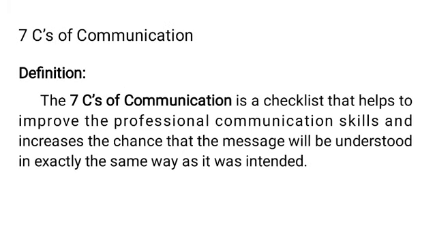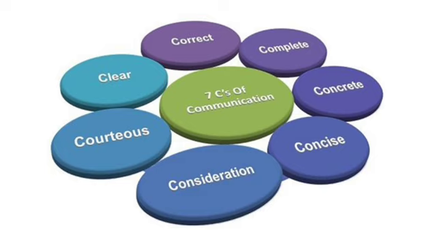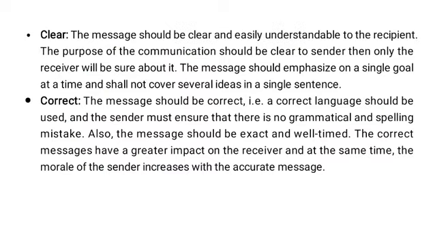Let's enter the definition of the main part, the 7 C's of communication. It is a checklist that helps to improve professional communication skills and increases the chance that the message will be understood in exactly the same way as it was intended. So these are the 7 C's of communication: clear, correct, complete, concrete, concise, consideration, courteous.